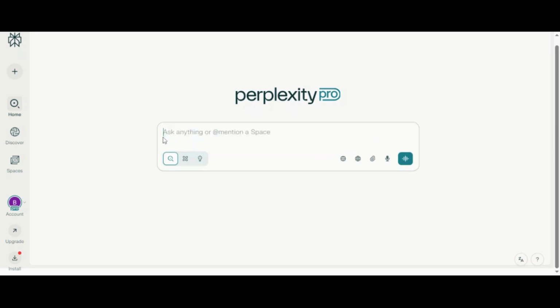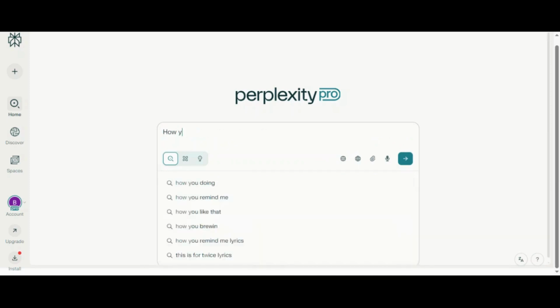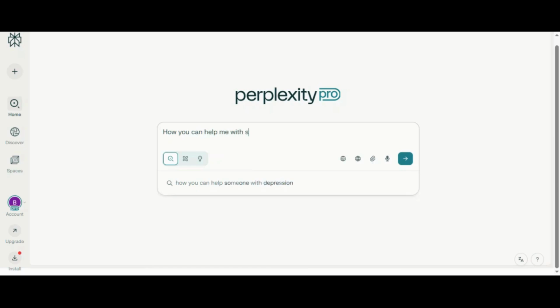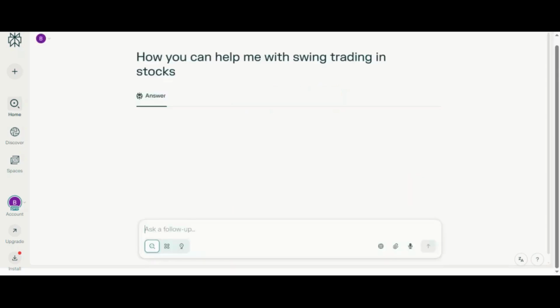Now we will just ask basics. I am also trying this for the first time. Let's ask him or her, how can you help me with swing trading in stocks? Let's see.